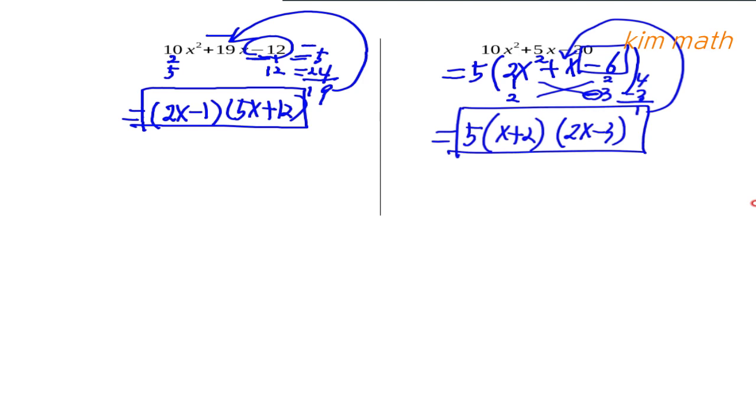Okay, so please understand that in factoring of trinomials, trial and error is necessary. Nobody can find the final answer directly without practice. So practice more. Okay, thank you for watching.